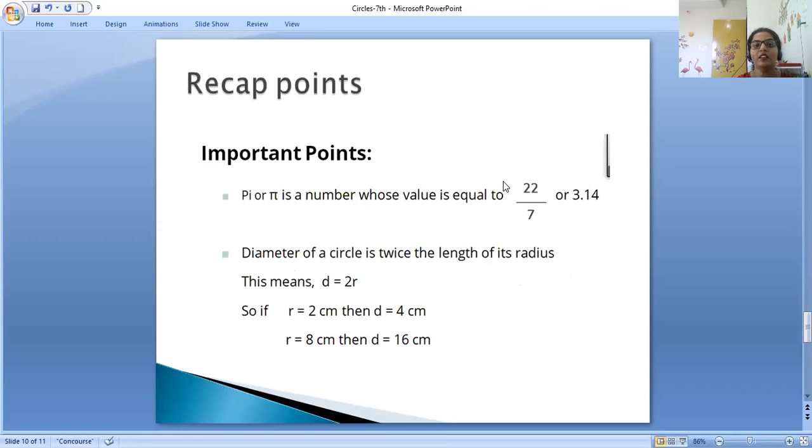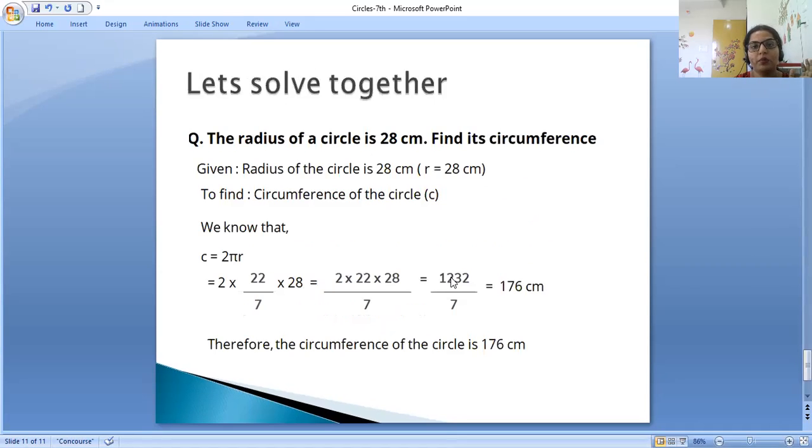Great. Now certain recap points. Pi is a number whose value is always 3.14. The diameter of a circle is twice the length of the radius. We found this out from our observation itself. So d is equal to 2r. If r is 2 centimeter, what will be the diameter's value? It will be twice 2, which is 2 into 2, that is 4. If it is 8, what will be the value? It will be 16 centimeter. Absolutely correct. So these are certain points to remember.